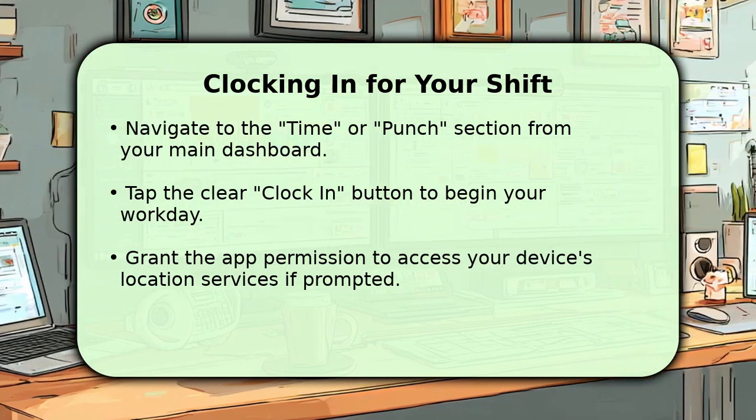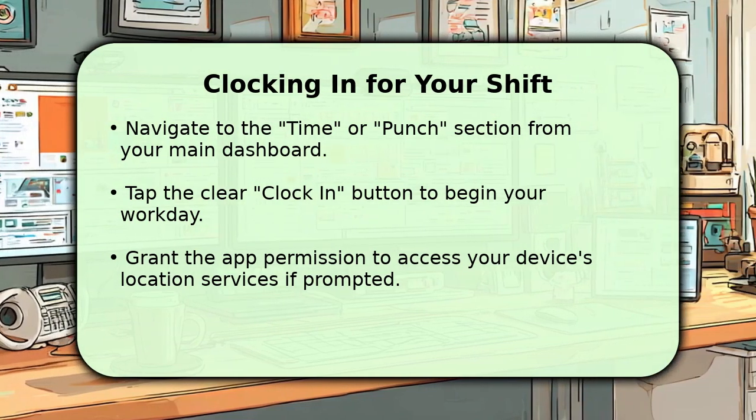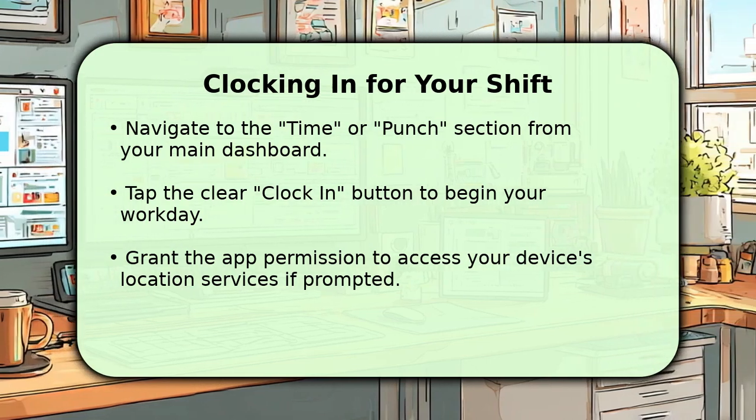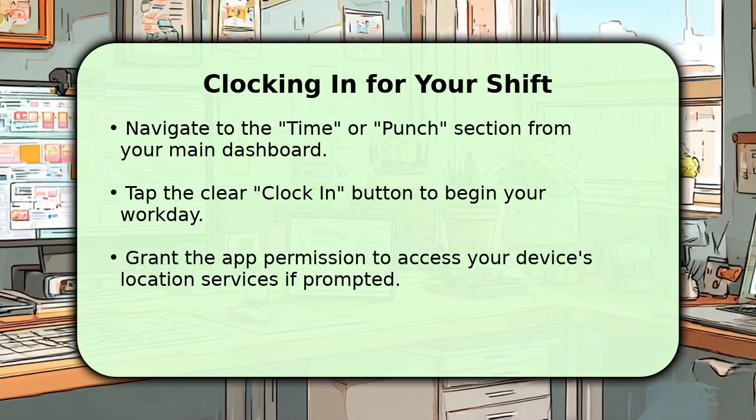The app may ask for permission to use your device's location services. Please grant this permission for accurate tracking. Ensure any required details, like your specific department or job code, are correctly selected before finalizing your clock-in.